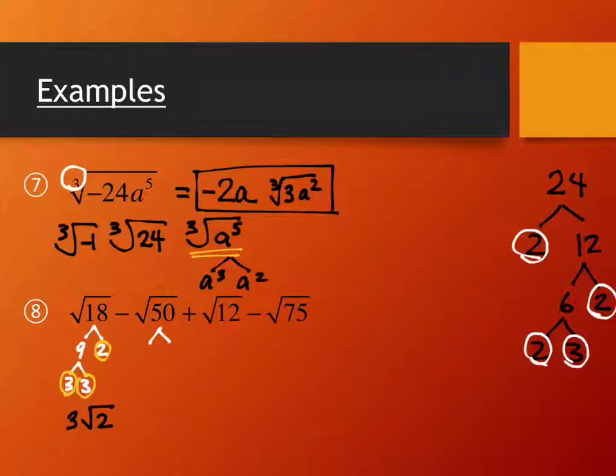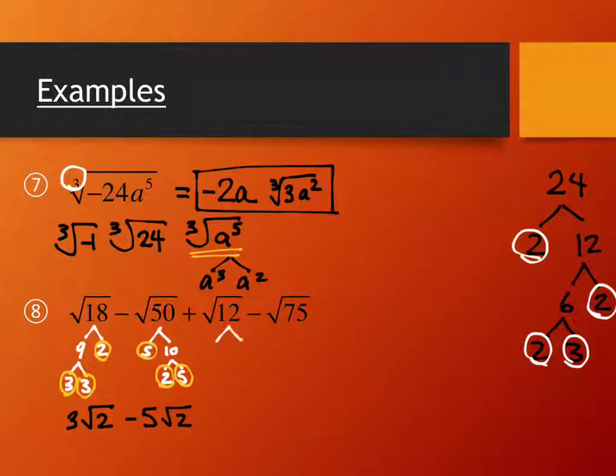Let's do the 50. Break it down. 5 and 10. Okay, so 5's prime, 10's not. 10 breaks down into what? 2 and 5, or 5 and 2, yep. So what will negative square root 50 become? Minus 5 square roots of 2.